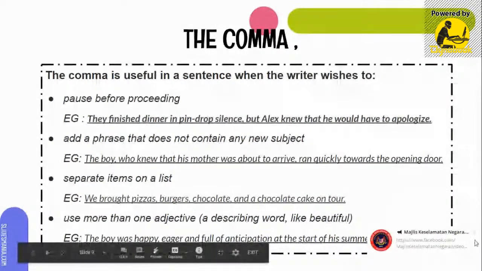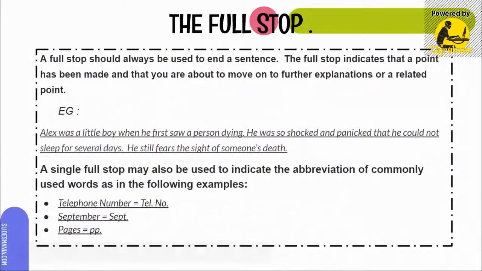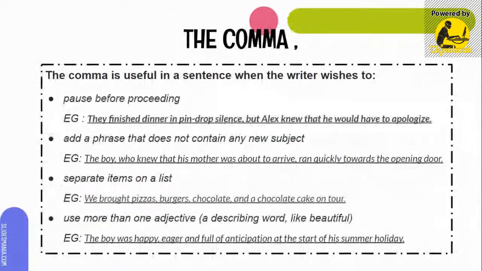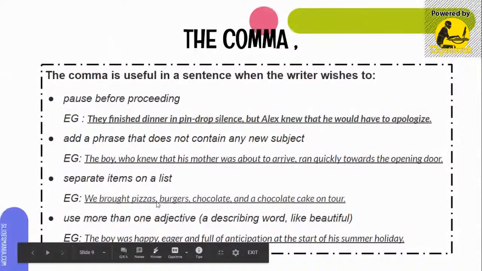Next would be to separate items on a list. A list means when you have a few items that you would like to mention in a sentence. Let's look at the example. We brought pizzas, burgers, chocolate, and a chocolate cake on tour. You can see there are a few food items listed in the sentence, which are pizzas, burgers, chocolate, and chocolate cake. So these are the list of things that we wanted to mention, and here we have used a comma to separate the items.